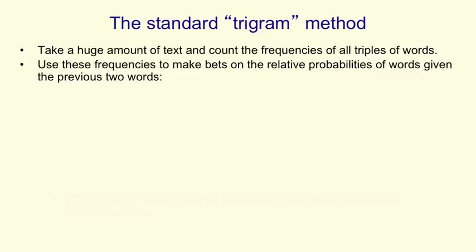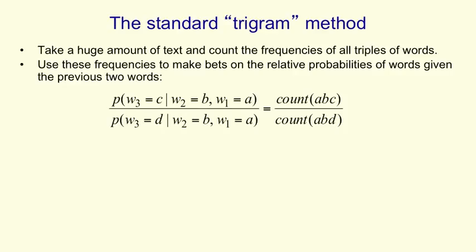You take a huge amount of text and you count the frequencies of all triples of words. Then you use these frequencies to make bets on the relative probabilities of the next word given the previous two words. So if we've heard the words A and B, we can look at the counts that we have in our huge body of text for the sequence ABC and the sequence ABD. We can say that the relative probability that the third word will be C versus the third word will be D is given by the ratio of the two counts, ABC and ABD.